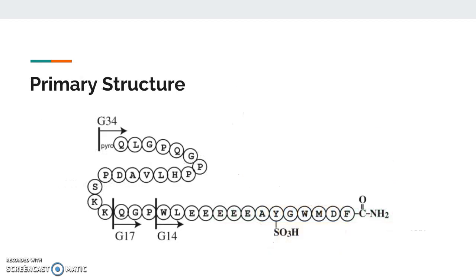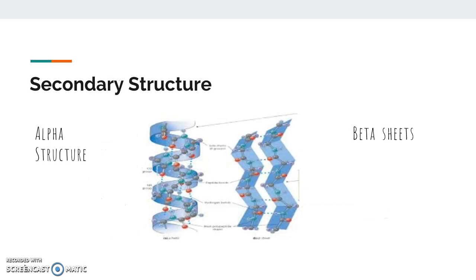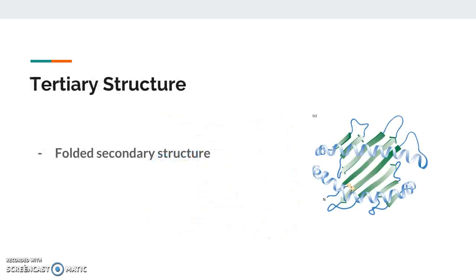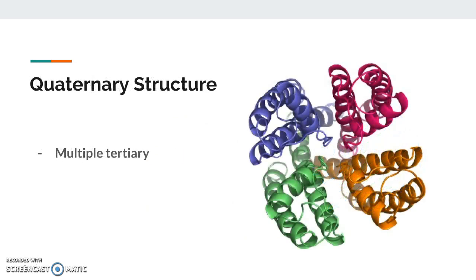The levels of conformation are primary, secondary, tertiary, and quaternary structure. The primary is just an amino acid chain. The secondary is loops and coils of amino acid chains. Two common structures are the alpha helix and the beta sheets. The tertiary is folded secondary structures. And the quaternary is multiple tertiary subunits bonded together.